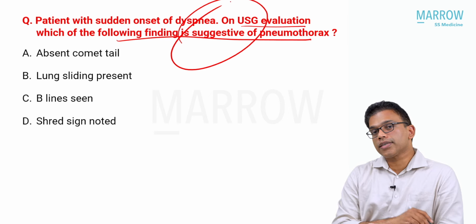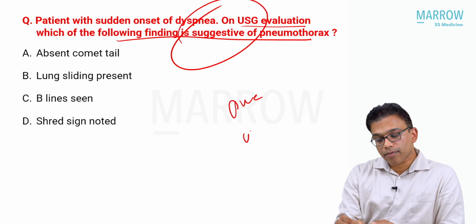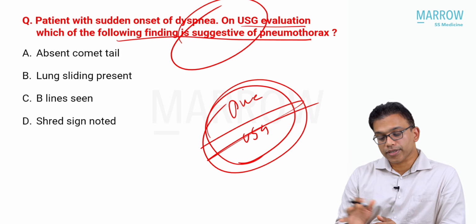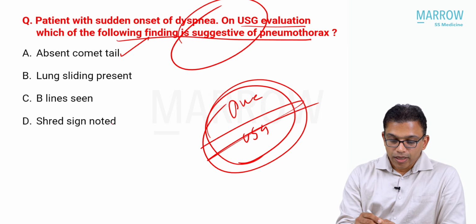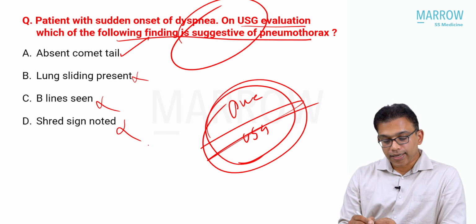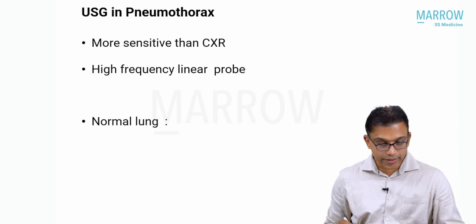This also we have discussed extensively in two modules. One module is on pneumothorax, the other module is on USG in pulmonary practice. In both the modules we have discussed it. So absent comet tail sign is a sign which is suggestive of pneumothorax. Lung sliding will be absent in pneumothorax. B lines will not be seen in pneumothorax. Shred sign is a sign of segmental consolidation, not related with pneumothorax. So the right answer is A.